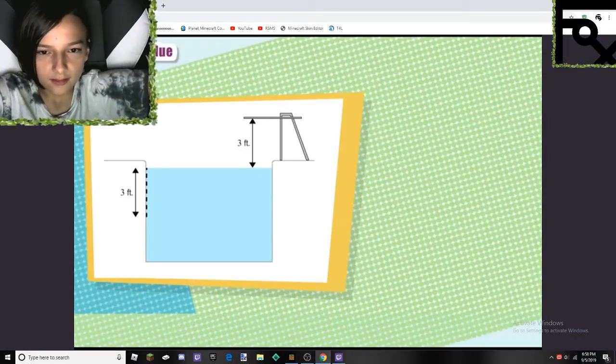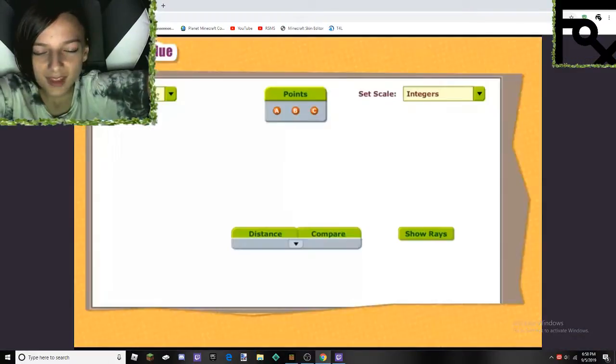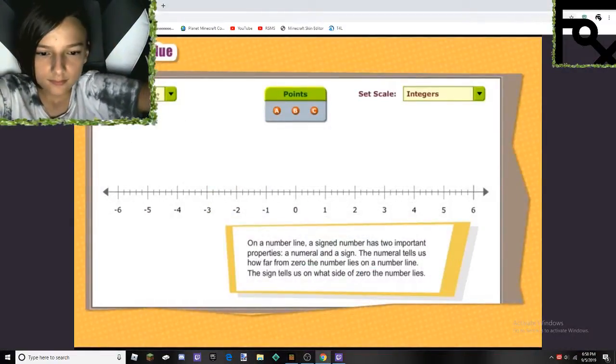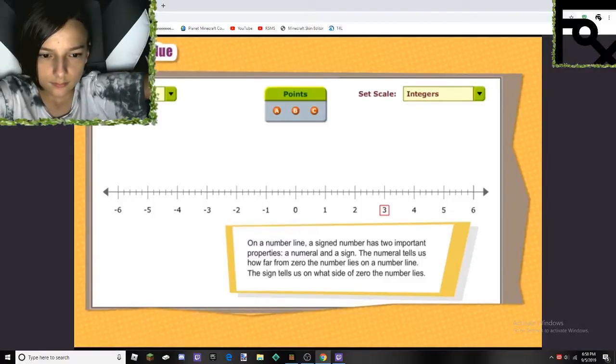Heights and depths can be represented by real numbers along a number line. On a number line, a signed number has 2 important properties, a numeral and a sign. The numeral tells us how far from 0 the number lies on a number line. The sign tells us on what side of 0 the number lies.